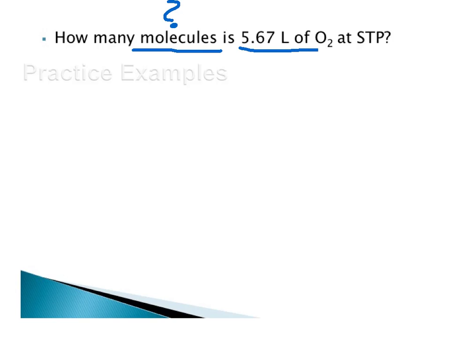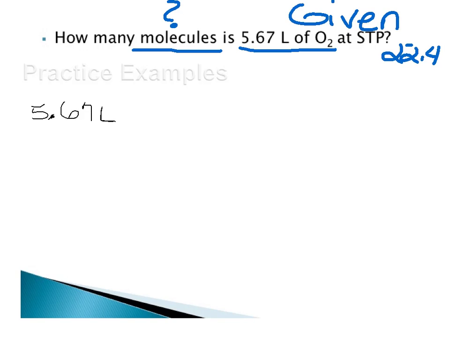You were given 5.67 liters of O2. Anytime you see liters, that means we'll be using the 22.4 at some point. So now that we know what is being asked of us, we can go ahead and start setting up our conversion factors. We always start with what we're given, which was 5.67 liters of O2.